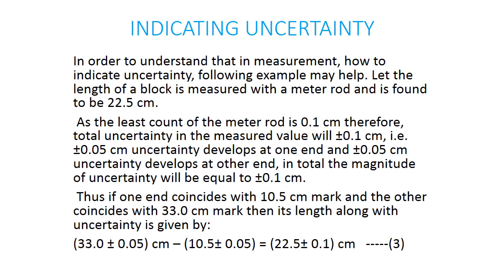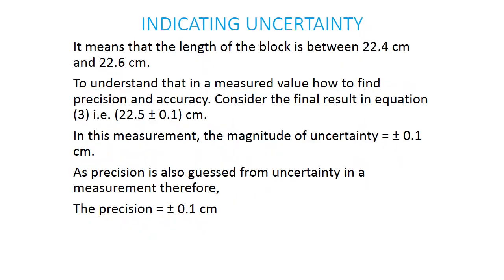Thus, if one end coincides with the 10.5 centimeter mark and the other end coincides with the 33.0 centimeter mark, then its length along with uncertainty is given by 33.0 plus minus 0.05 centimeter minus 10.5 plus minus 0.05 centimeter. It is equal to 22.5 plus minus 0.1 centimeter. It means that the length of the block is between 22.4 centimeter and 22.6 centimeter.